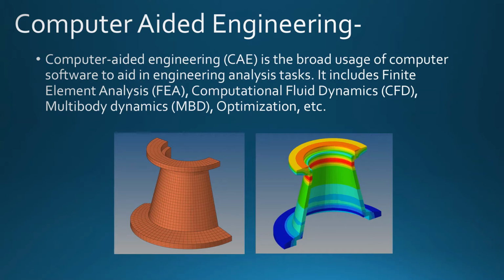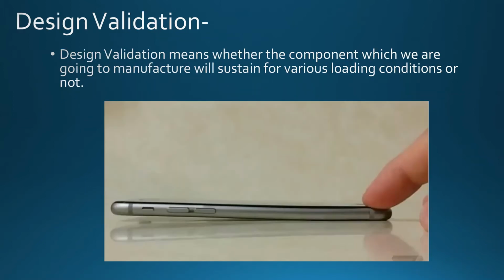Now that you have a basic understanding of computer aided engineering, let's look at what design validation is. Design validation means whether the component which we are going to manufacture and produce in the market will sustain various loading conditions or not. Any product that you are about to manufacture has to go through various testing. That is nothing but validation. If the product survives that testing, then it is considered a good design and the design got validated.